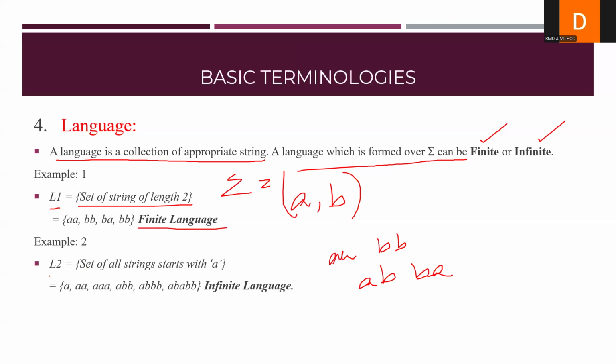Now look at the next example. My L2 is the set of all strings that start with a, over the same alphabet sigma equal to {a, b}. What are all the strings that can start with a? It can be a, aa, ab, aba, aab. It can go on because there is no restriction on the length of the string. I just said the set of all strings that start with a. So the number of strings that can be formed here is not finite. I can form any number of strings that belong to this language. Hence, this language is called an infinite language.